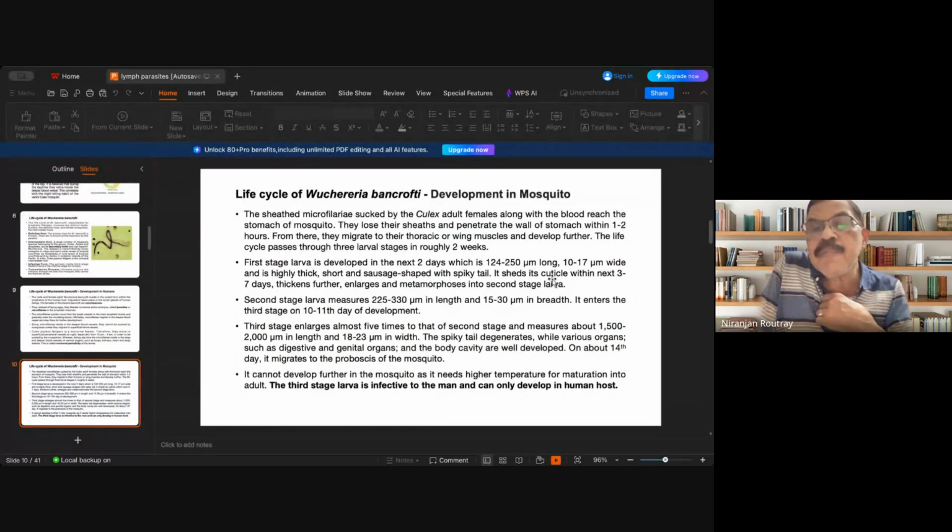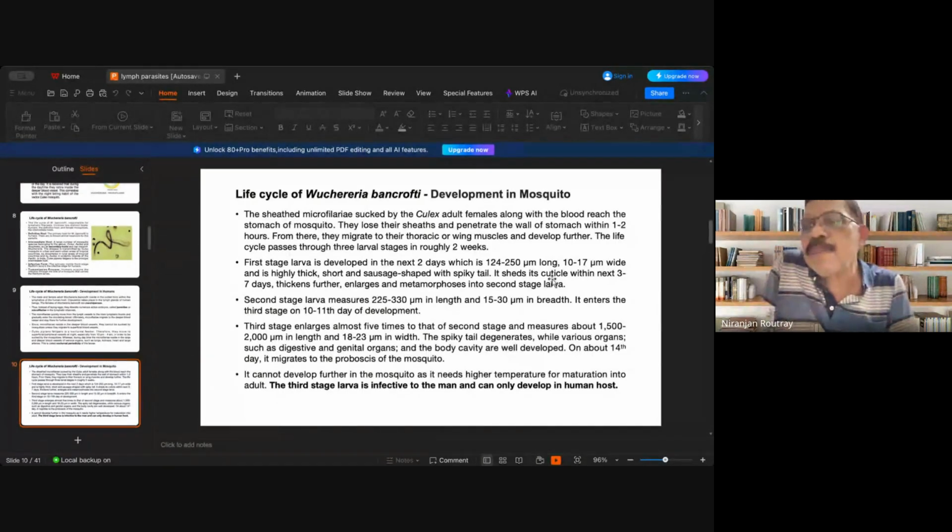Body cavity develops, and in about 14th day, it migrates to the proboscis of the mosquito, waiting to be released during the fresh biting of the mosquito to the healthy human individual. It cannot develop further in the mosquito. This microfilaria cannot develop inside the mosquito, as it needs higher temperature.